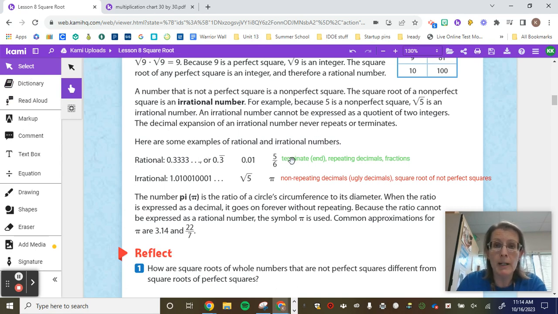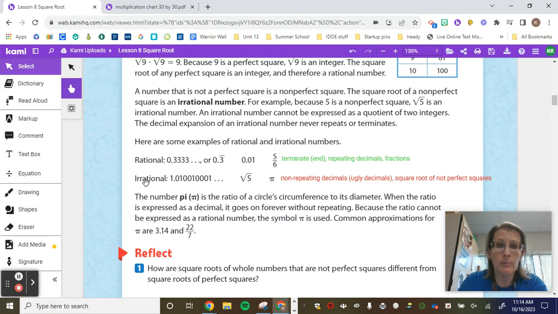Rational numbers terminate. So all just plain numbers are rational numbers because terminate means they end. They could be decimals that end, or they could be whole numbers. Repeating decimals. So if it's a number that repeats in a pattern like 0.3, the 3 keeps repeating. If you put the line over it to show it's got a repeating pattern, then it is rational. And all fractions are rational numbers.